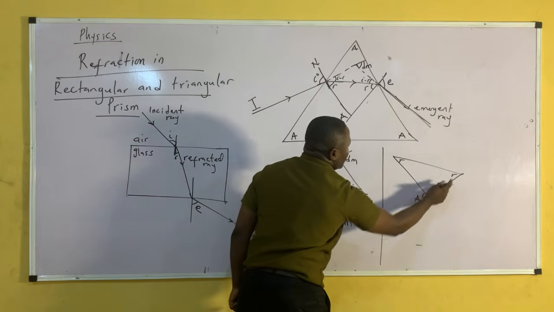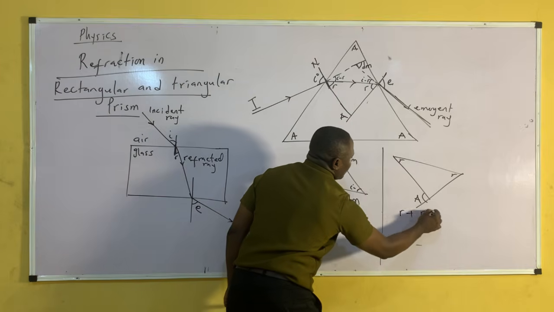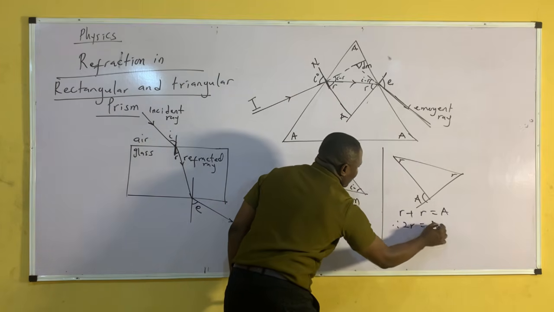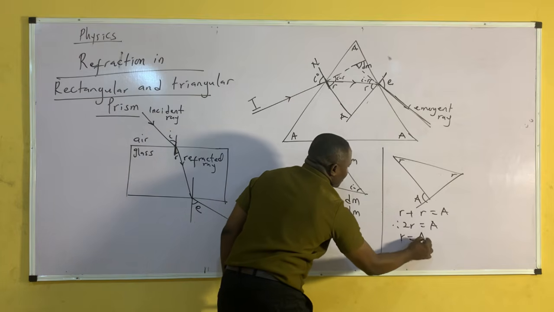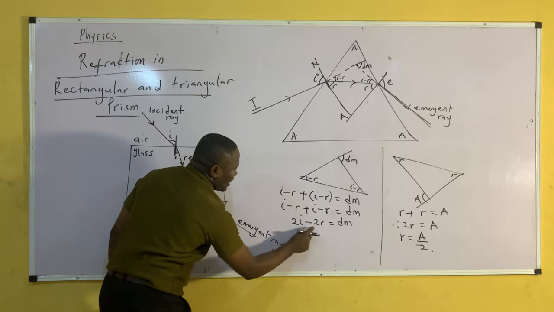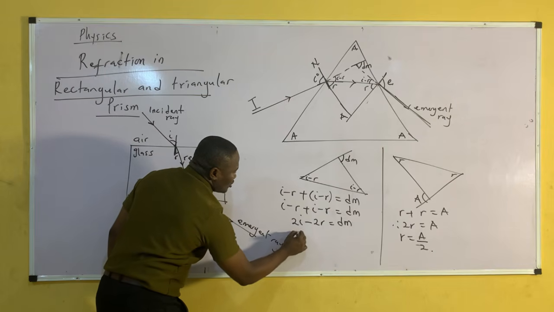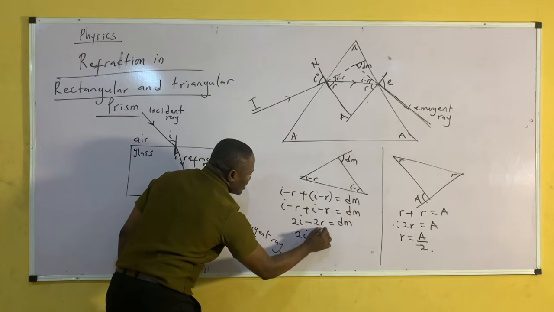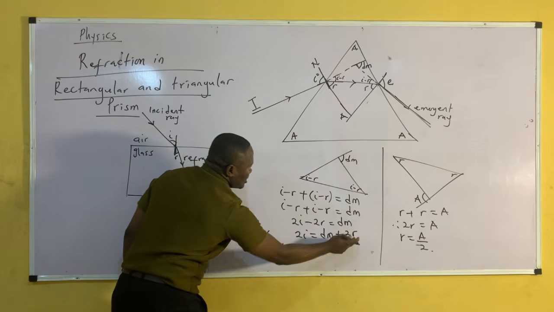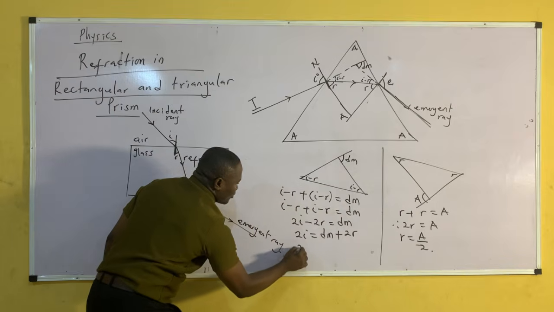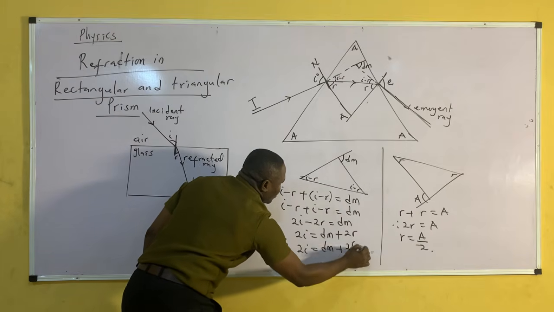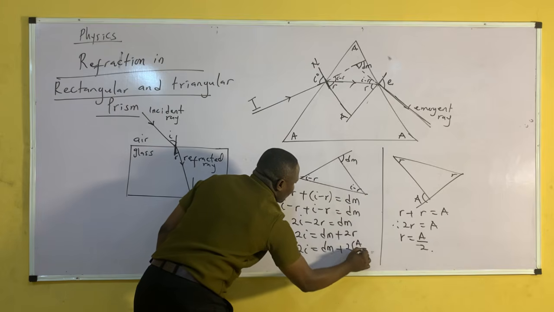But in this case, I have r plus r equals A. Therefore, 2r equals A, so r equals A over 2. So, what do I have here now? I want to make i the subject. So I have 2i equals dm plus 2r. What is r? A over 2. So I have 2i equals dm plus 2 brackets A over 2.